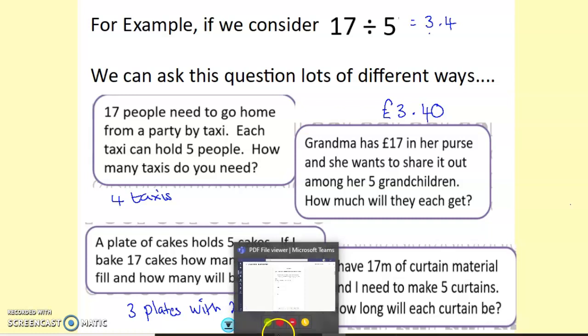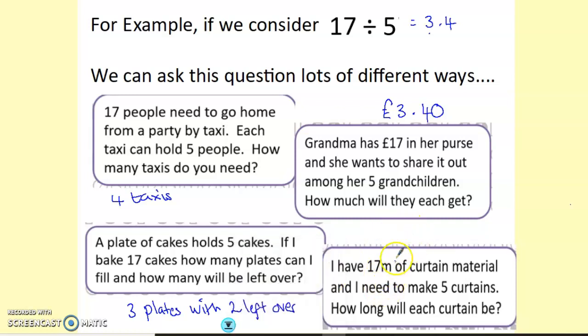Okay, next one. We have 17 metres of curtain material. I want to make 5 curtains.